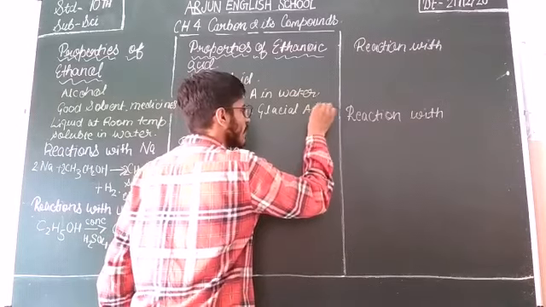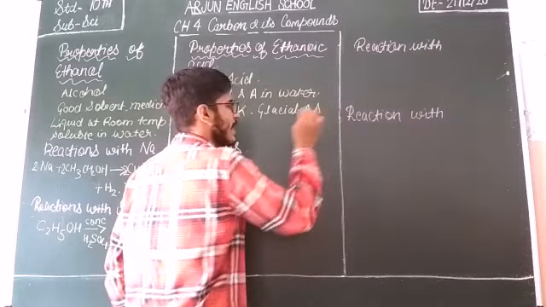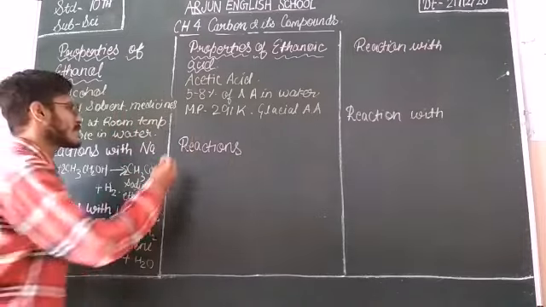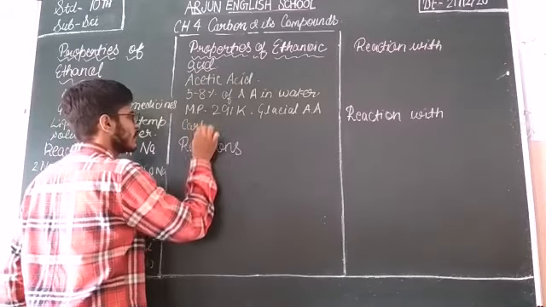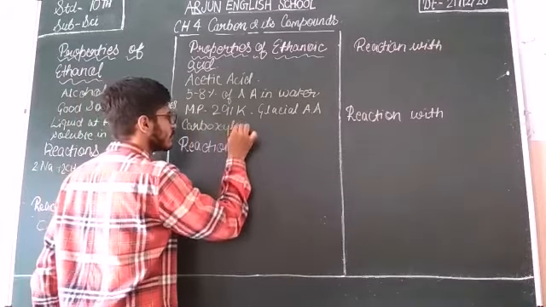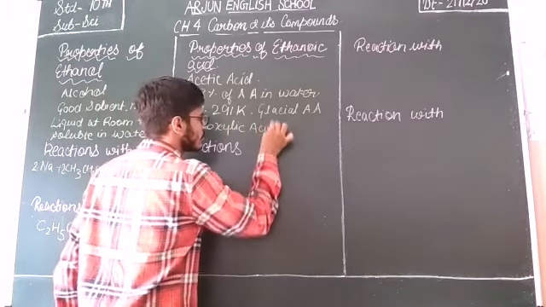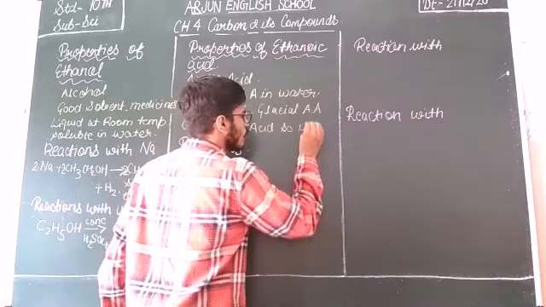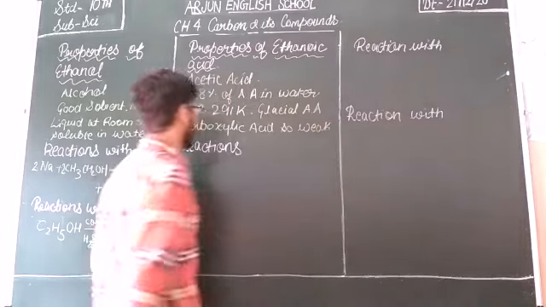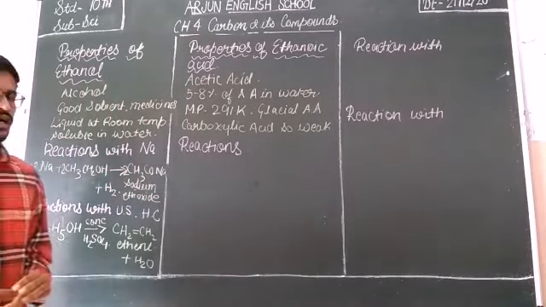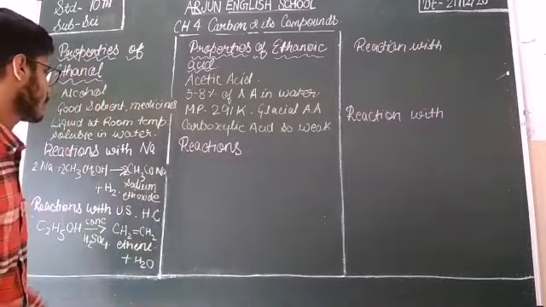Glacial, you have to write it in full, I am writing it in short. Glacial acetic acid. Moreover, as it is a carboxylic acid, it is weak. Now we see reactions.